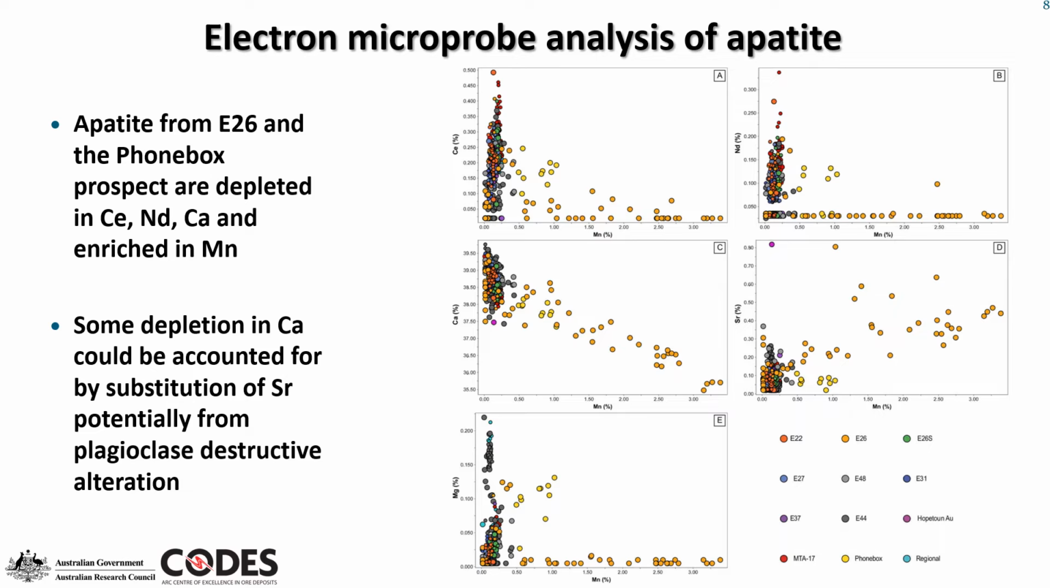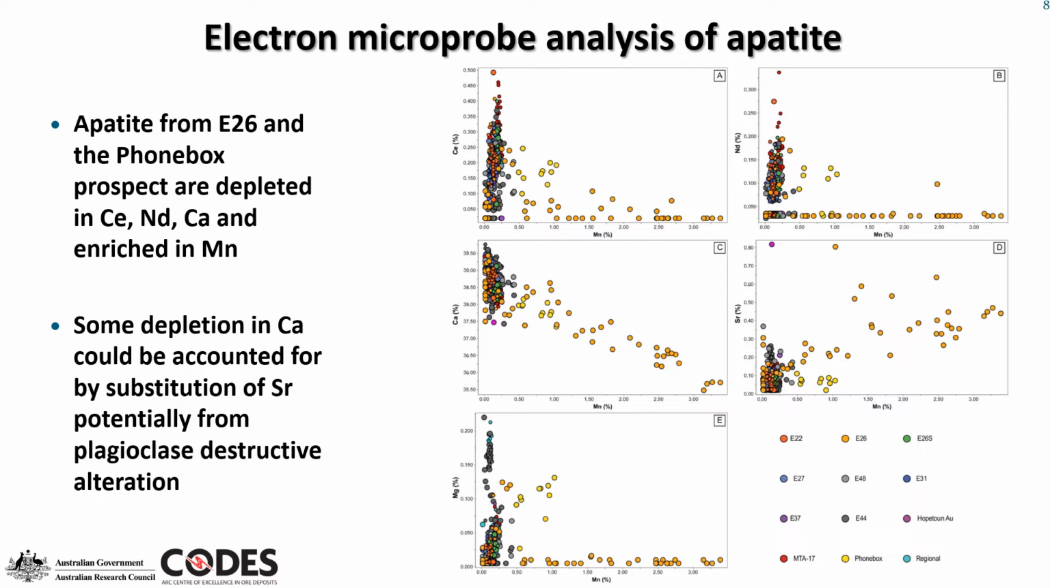Once the colour CL images were captured, we moved over to the microprobe to analyse the same grains, and noticed that some grains had depletion in the light rare earth elements, particularly cerium and neodymium, and concurrent depletion in calcium and enrichment in strontium. We postulated whether that's a product of plagioclase destructive alteration, but that's a bit of an arm wave.